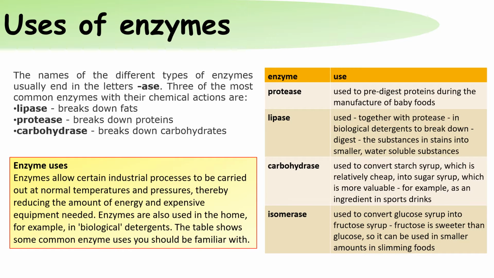Carbohydrases can be used to convert starch syrup, which is relatively cheap, into sugar syrup, which is more valuable. And isomerases can be used to convert glucose syrup into fructose syrup. Fructose is sweeter than glucose, so therefore can be used in sweeteners and can make foods taste as sweet with a lower amount of glucose being present in it.